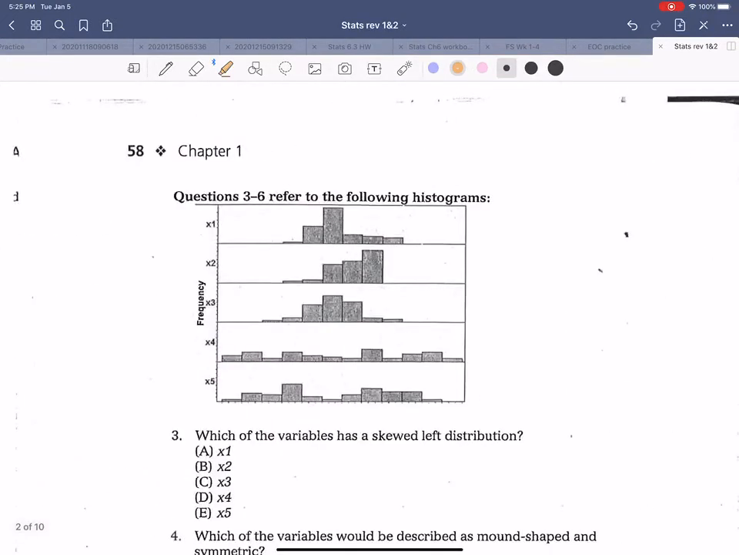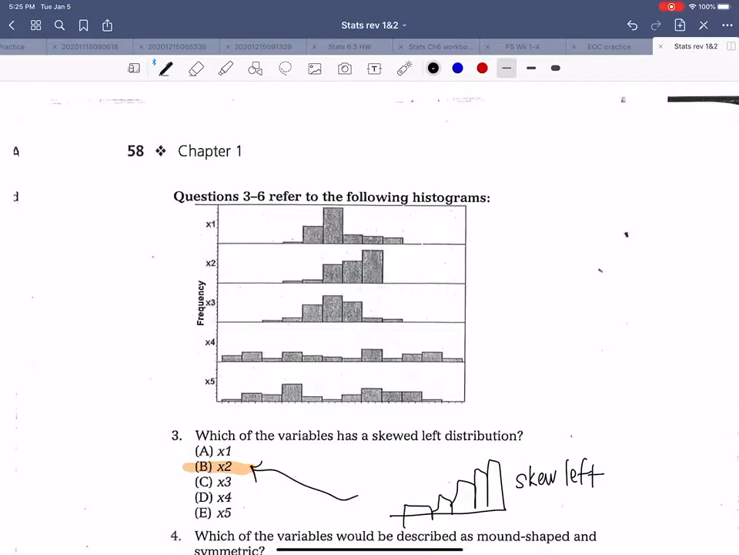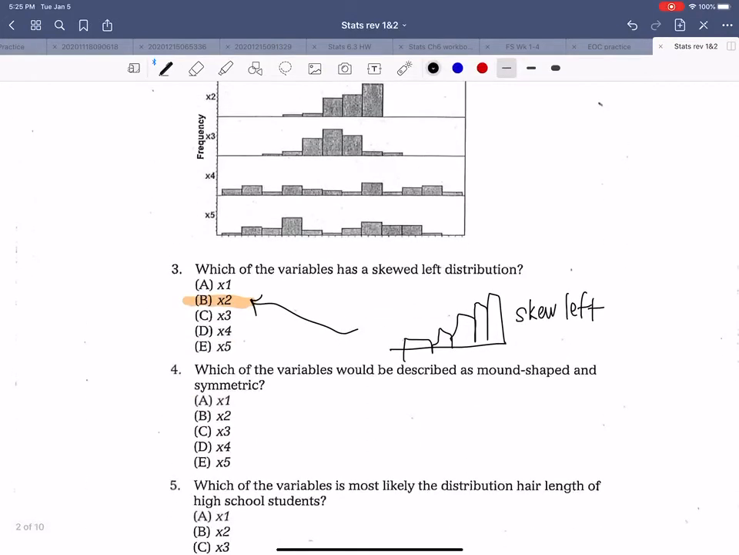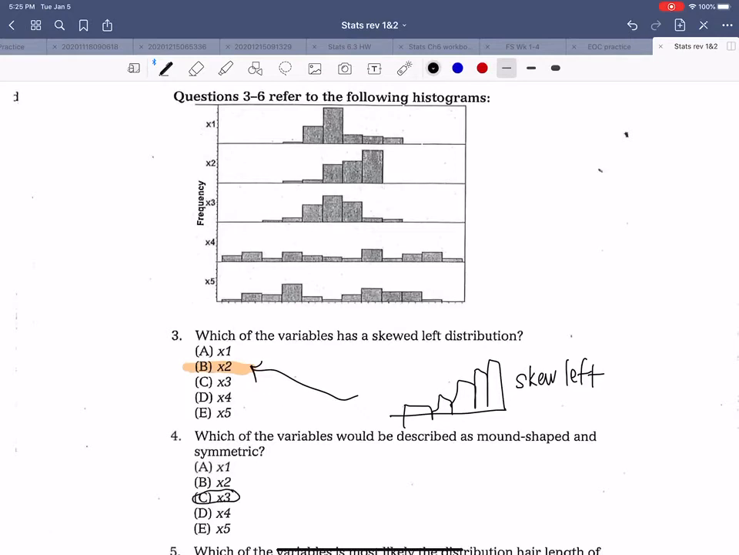Nice. Next question. Questions 3 to 6 refer to this diagram. Question 3 said, which of the variables is skewed left? When we look at this data, it looks like X2 is skewed left. So again, try to give me a picture, a quick sketch, and then write skew left. B. Which of the variables is mound shaped and symmetrical? That looks like 3. So this is mound shaped and symmetrical.